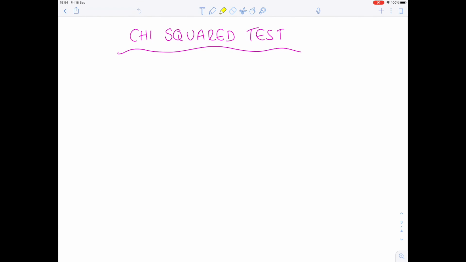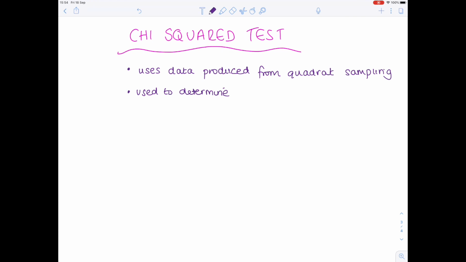Now, the point of a chi-squared test is to use that data generated from using a quadrat to determine if there's a statistically significant association between the distribution of two species. So it uses data produced from quadrat sampling, and it's used to determine if there is a statistically significant association between the distribution of two species.